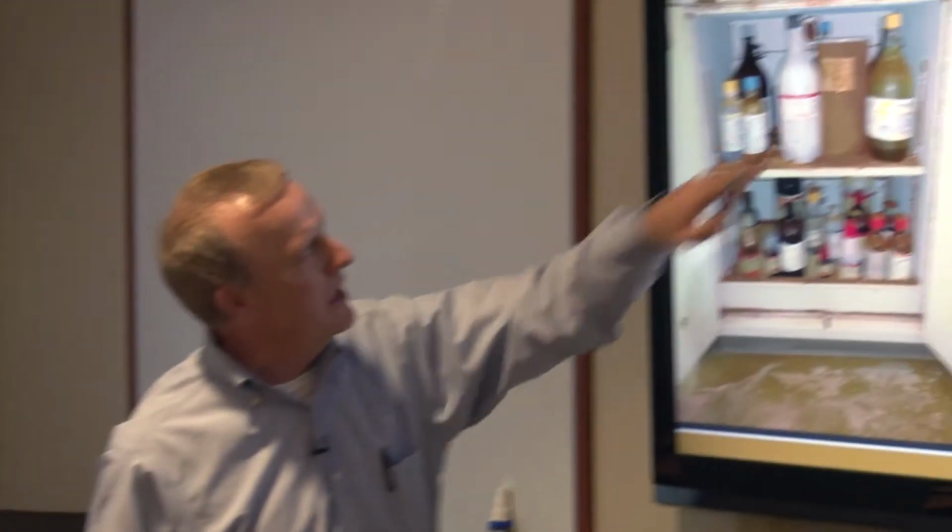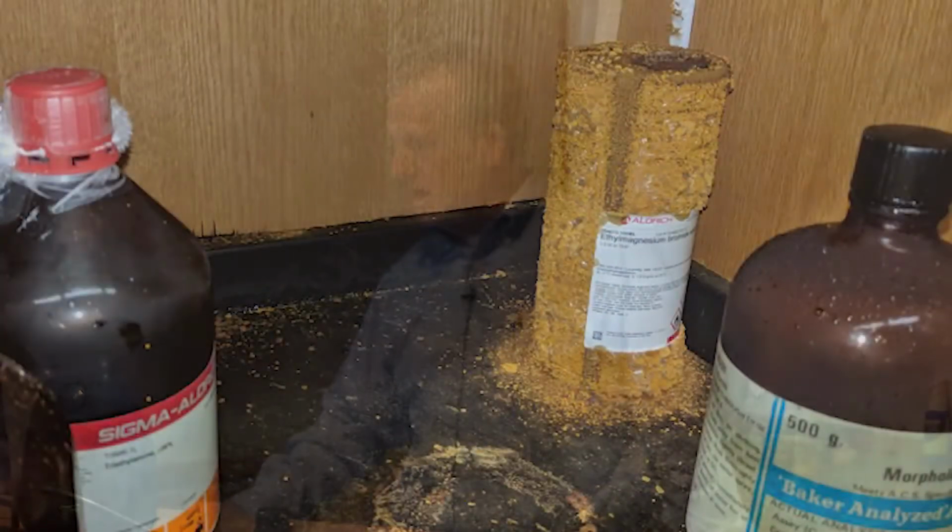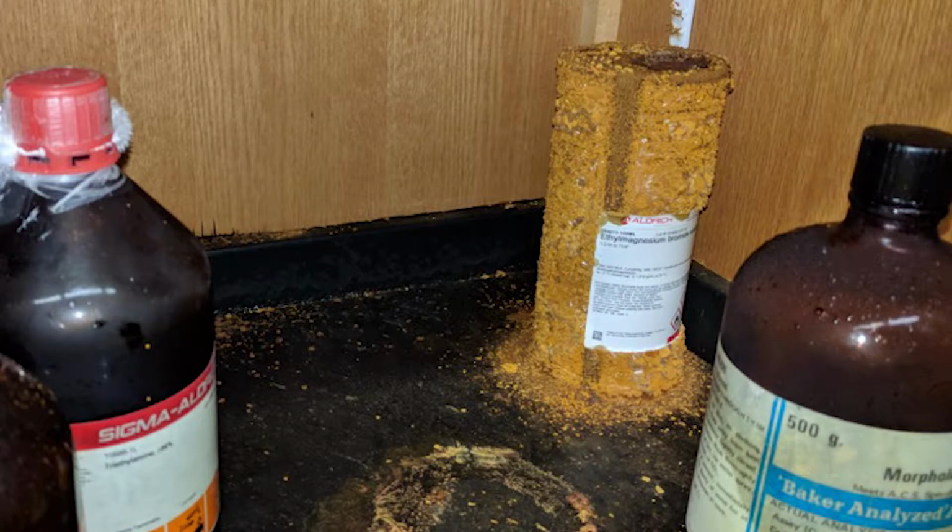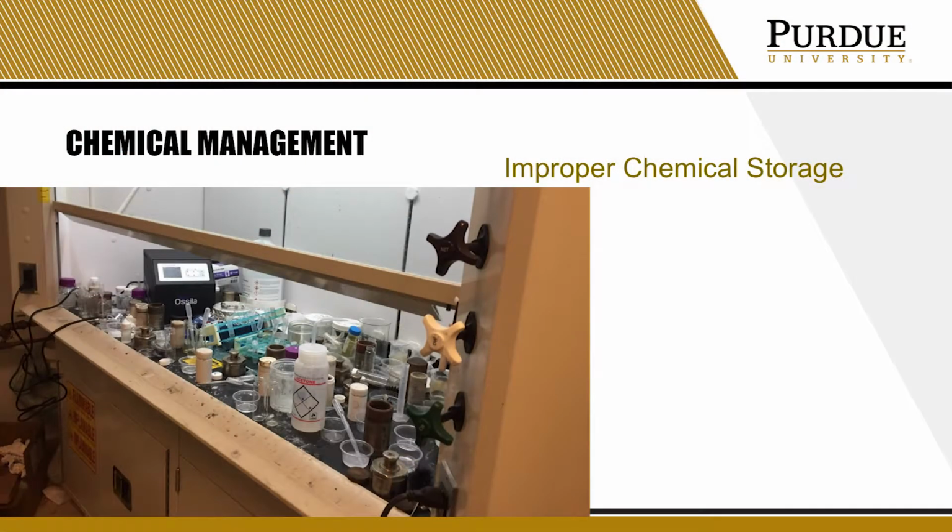So you see that container up here? It's not looking too good, is it? I can't even read what it is. So that's difficult. Again, there's another one. That's a metal container over there. It's sort of looking all fuzzy, everything. Improper chemical storage. You know, we don't stage these things.